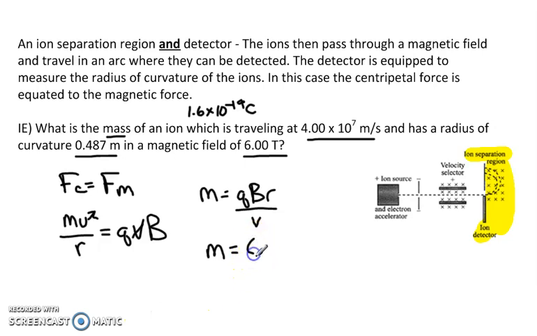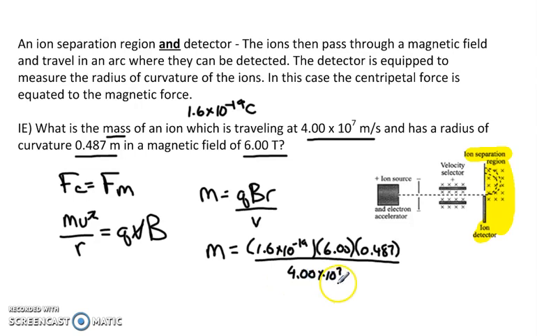Now plugging these numbers in, we're looking for the mass. It's 1.6 times 10 to the negative 19 coulombs multiplied by 6.00 Teslas, a radius of 0.487 meters, all divided by the velocity of 4.00 times 10 to the 7 meters per second.